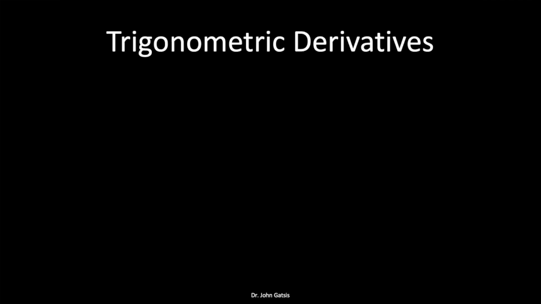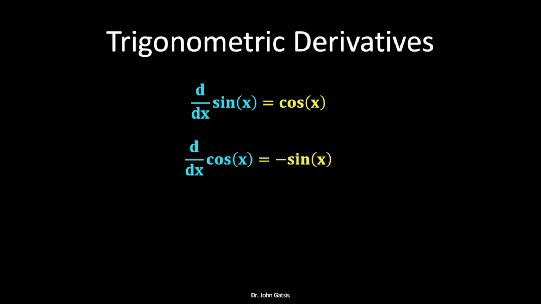Okay, here we go. Let's talk about some derivatives for trigonometric functions. So you probably have seen them as a table or a list somewhere in your math notes. We have the derivative of sine and cosine. First, the derivative of sine is equal to cos, and the derivative of cos is equal to negative sine.